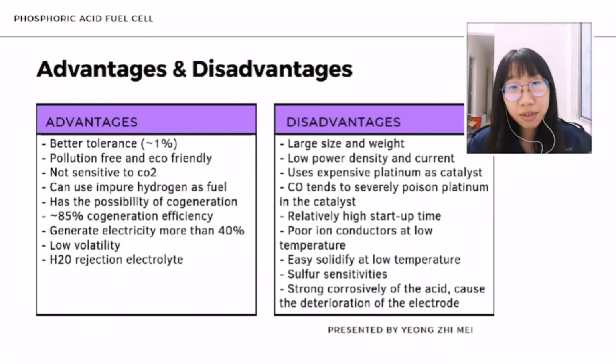It has a relatively long startup time compared with other fuel cells. At a low temperature, it is a poor ion conductor. The electrolyte of the phosphoric acid fuel cell will solidify at a temperature around 40 degrees Celsius. Therefore, it must be kept at a higher temperature in order to avoid damage to the electrodes. It has sulfur sensitivity and the strong corrosiveness of the acid causes deterioration of the electrode.